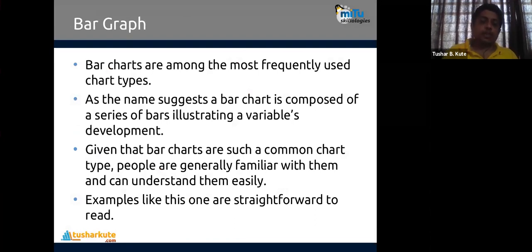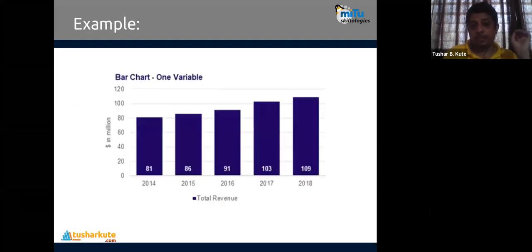And two Python packages we are having: matplotlib and seaborn. In both, the same graphs are there, but the common graphs I'll not show. I'll show common graphs in matplotlib and advanced graphs in the seaborn package. So bar graphs, we know they are among the most frequently used types of charts. We know bars are shown. As the name suggests, the chart is composed of a series of bars illustrating a variable's development. Given the bar chart is such a common chart type, people are generally familiar with it and can understand it so easily. Easy to read. Fine. That's why these bar charts are used very commonly.